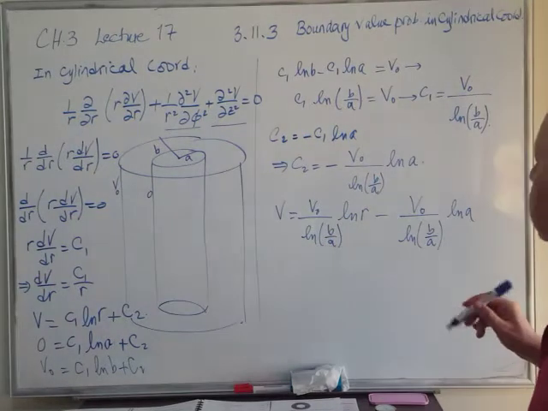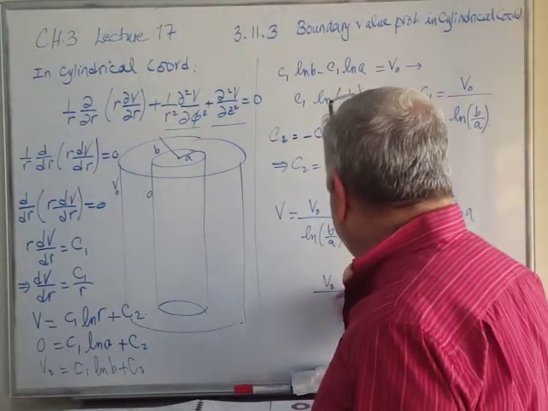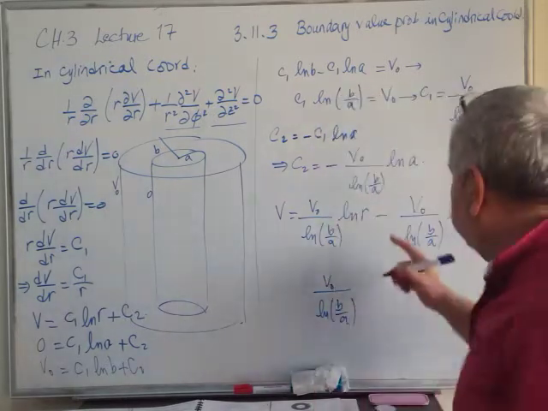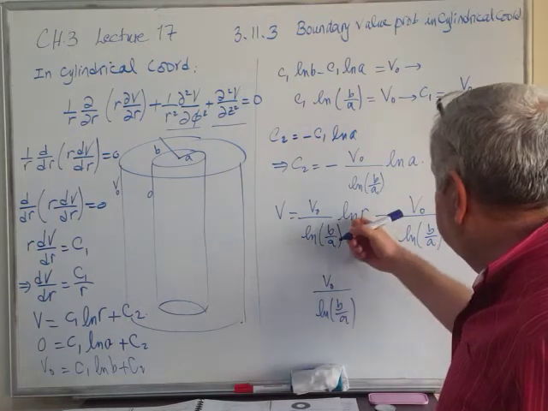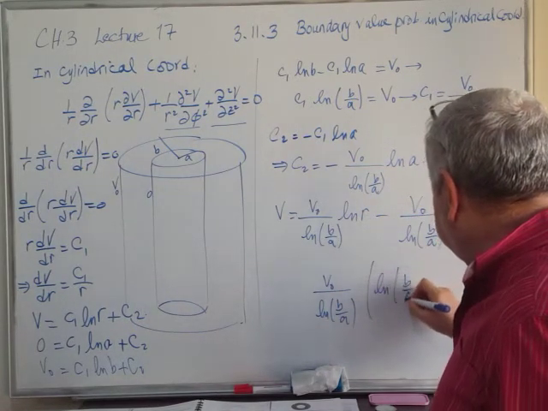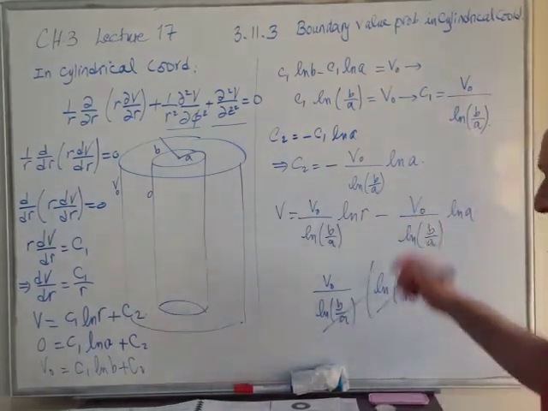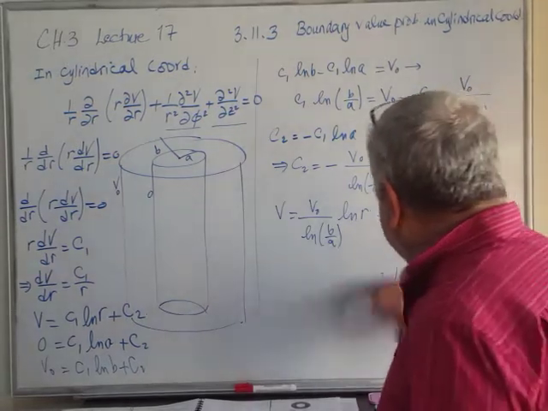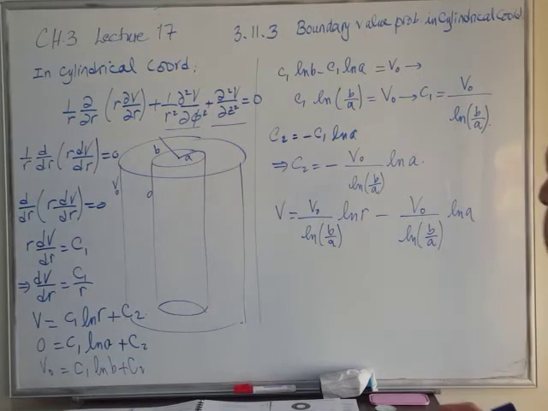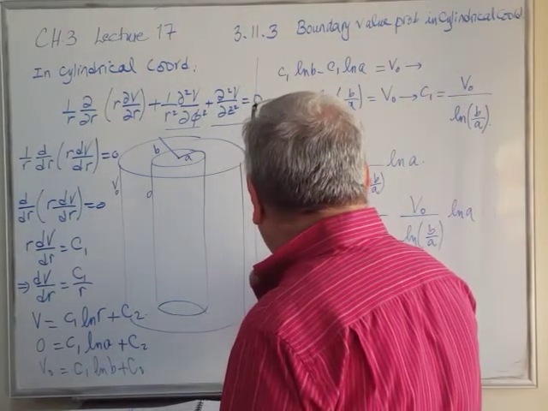If r is equal to B, then you will have V0 over ln B over A times ln B minus ln A, which is ln, once again, B over A. Then you can simplify these two and you obtain V0. So that is the expression of V at any point between A and B. And from that you can find the field E equal minus grad V.